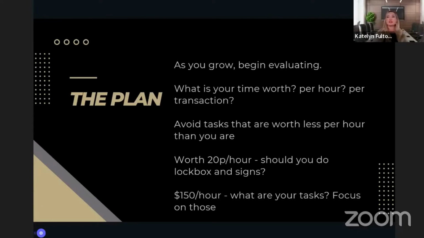When you're a new agent, you probably think, I'm going to do that myself, and you're always going to the house. But eventually, you'll start to realize your time is worth a lot more money. And it makes more sense for you to be in the office prospecting than it does for you to be putting up a for sale sign.